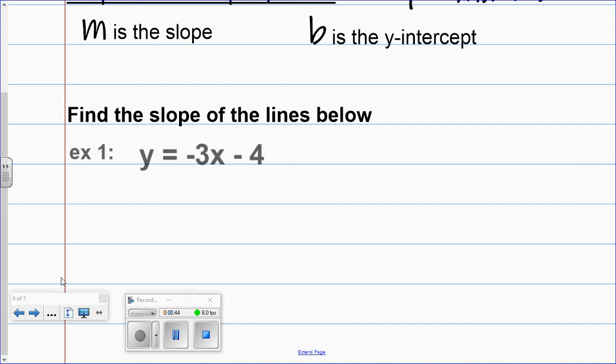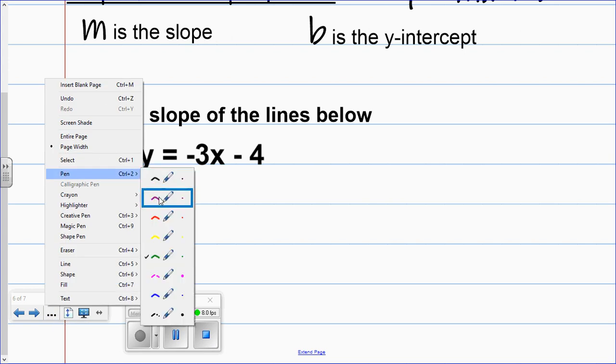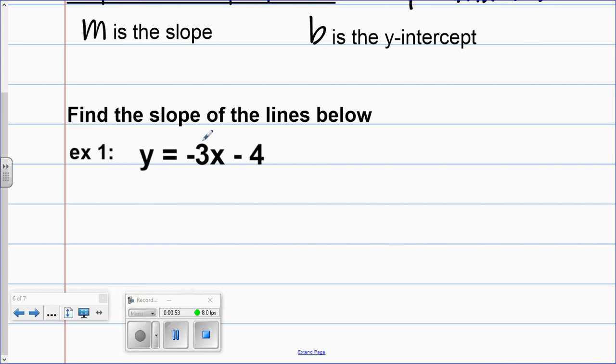So for example 1, we have y is equal to negative 3x minus 4. And we want to know, well, what's the slope of that line? So remember, slope is the m, which is what sits right in front of the x. So the slope of this line is negative 3. So we know the slope here is negative 3. Alright, let's do another example.